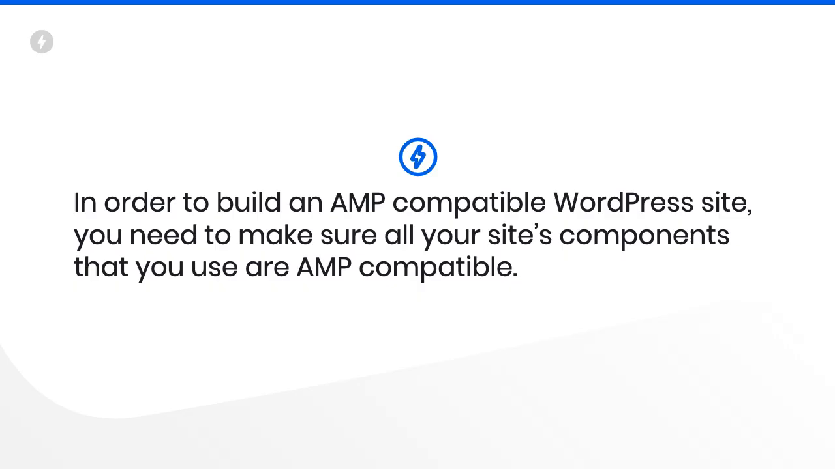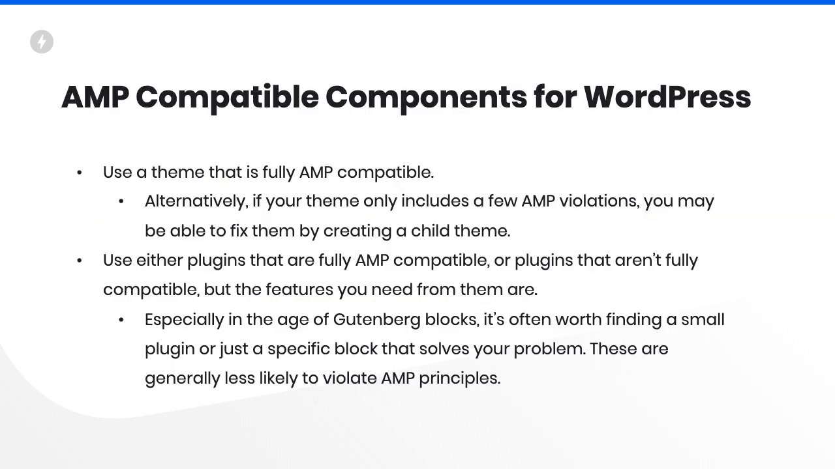So I just want to briefly mention that, of course, preferably you don't even want to run into validation errors. So it's important to know how you can find AMP-compatible pieces like plugins and themes for your WordPress site. In order to build an AMP-compatible WordPress site, all the components of your site need to be AMP-compatible, right? So you need to either use a theme that is fully AMP-compatible, or maybe you'll find a theme that really satisfies your needs, but it has a few minor errors. In that case, you might be able to fix the errors in a child theme.